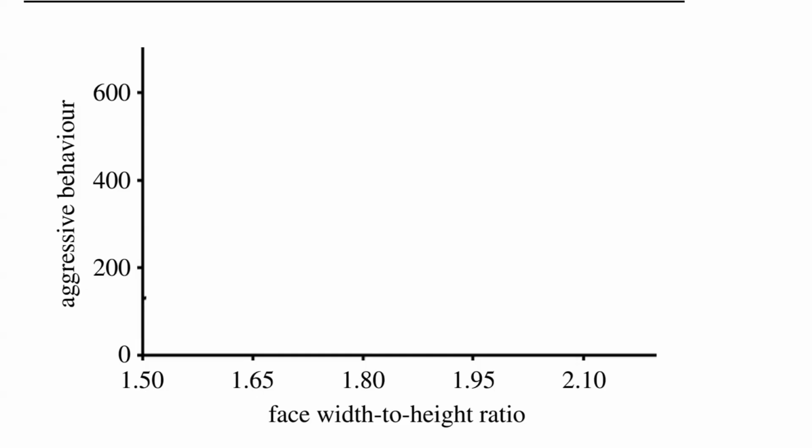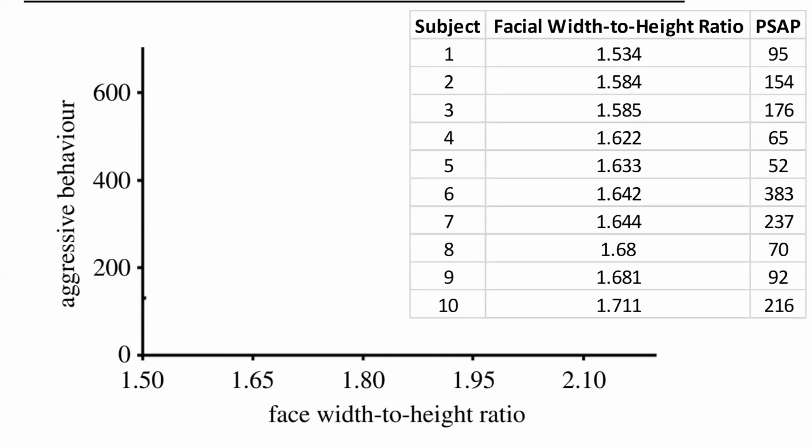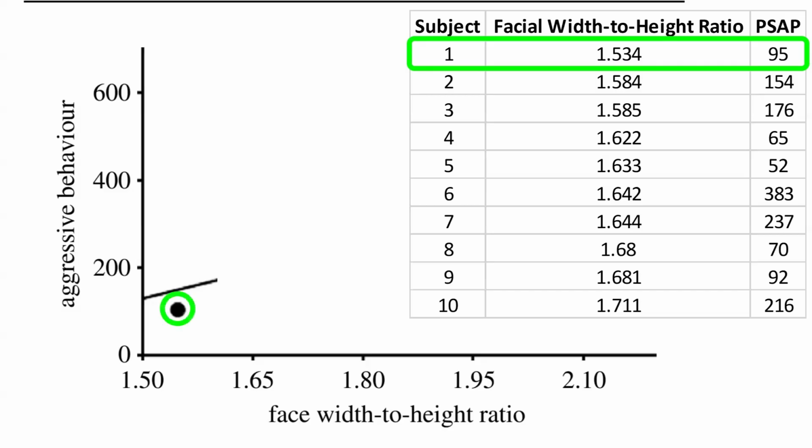And then what you do is you take each individual score, you take their two scores and you plot them on the graph here. So subject number one has a face width to height ratio of 1.534. So you would find 1.534 on that x-axis. They have an aggressive behavior score of 95. You would find 95 on that y-axis. And then where those two coordinates intersect, that's where you put your point. So that dot is subject number one. So every subject gets their own dot. In this case, that dot right there, that is subject number one.